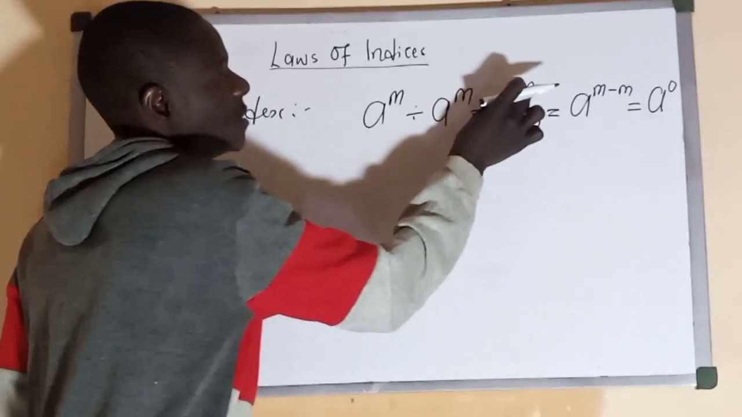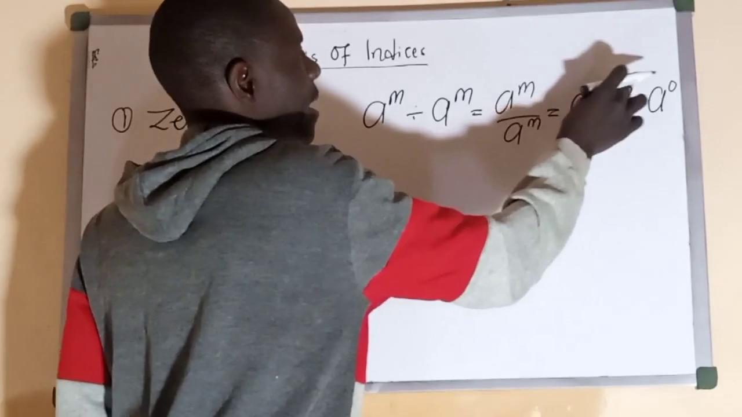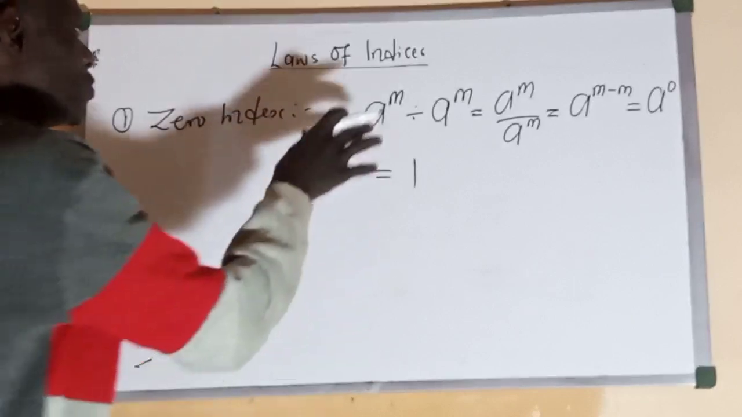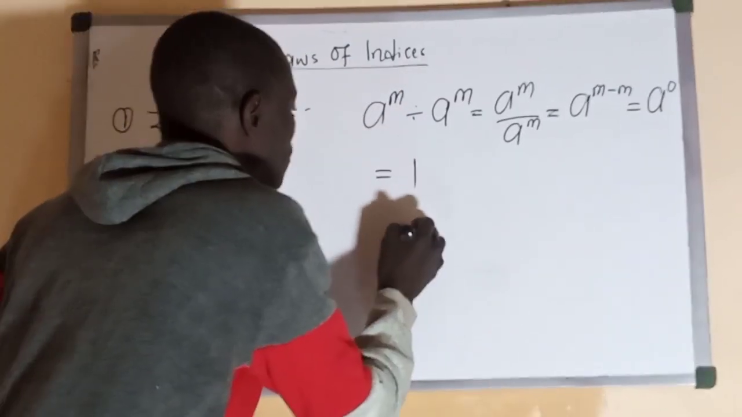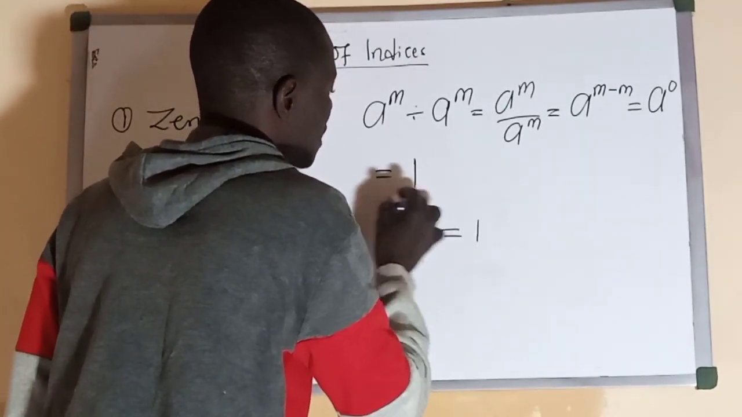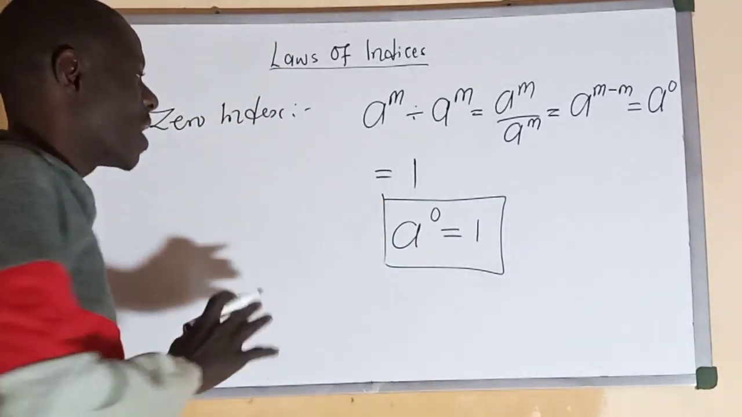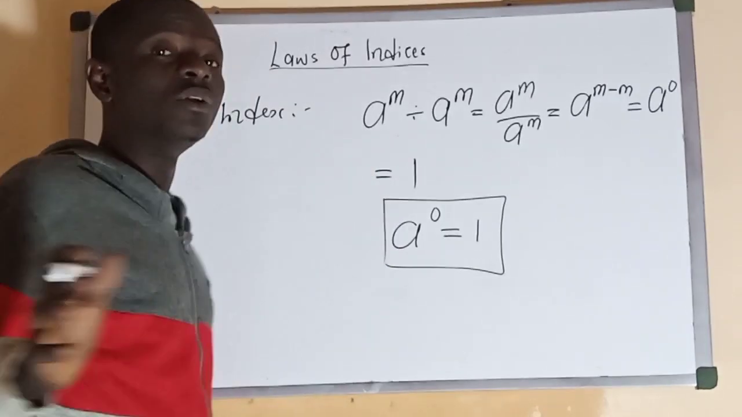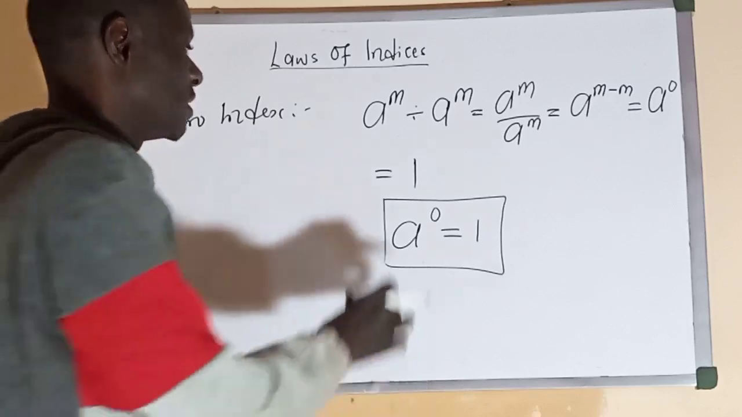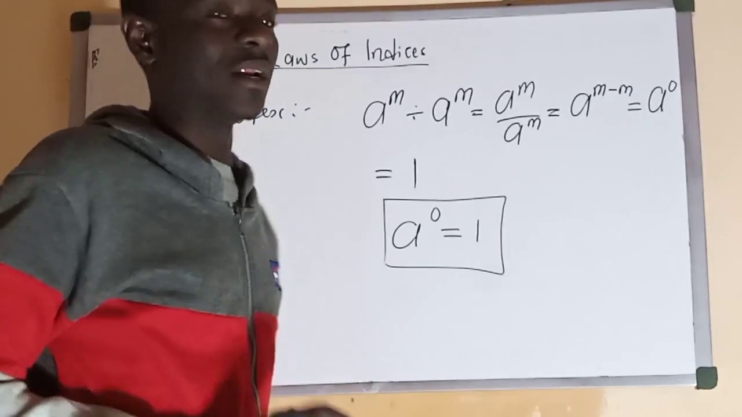But remember, if you divide any number by itself, you are going to have 1. This a power m minus m is the same as 1. Therefore, what is this law saying? Whenever you have a number a raised to the power of 0, that number is just 1. This is the zero index. So whenever you have a number, be it 1 million, be it just 1, be it 1,000, whatever number it is, if it is raised to the power of 0, just consider that number as 1.